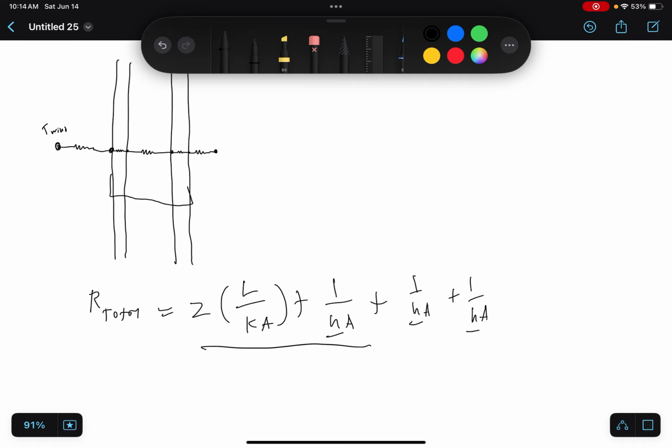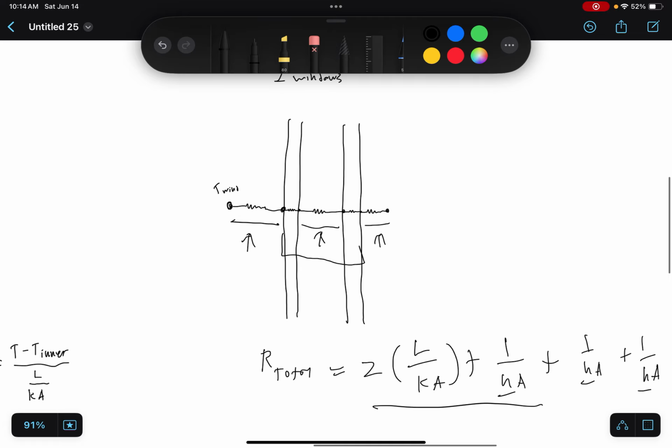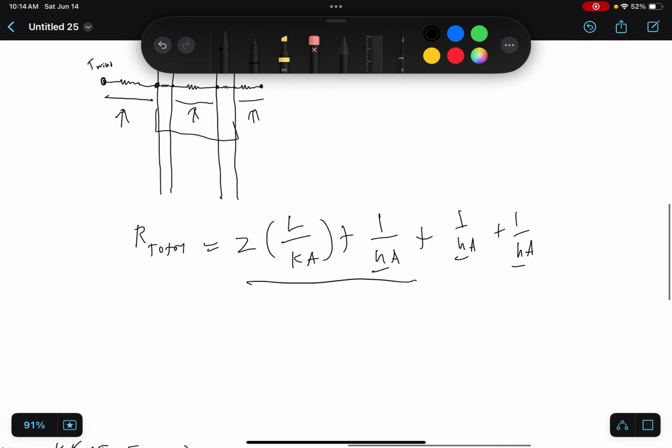These 3 H's would be different. One of them would be from the wind to the window. One of them would be between the windows. One of them would be the window to the inside of the room. Probably these 2 would be similar, but this one will for sure be different because the wind is moving.